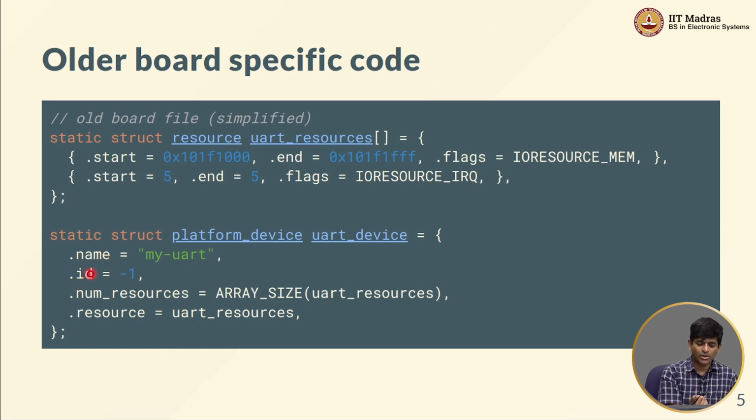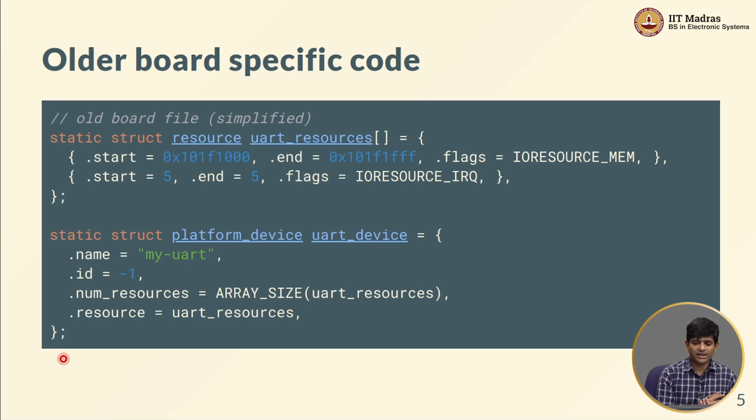I have an ID which is probably an integer, num resources which is probably an integer, and resources itself is some kind of a pointer, so it can point to this particular array. In other words, what we are doing is that we create this particular struct once again in our code. So you can see hopefully where I am going with this.